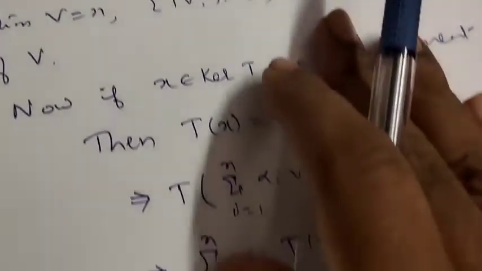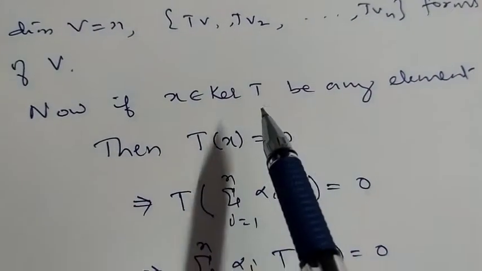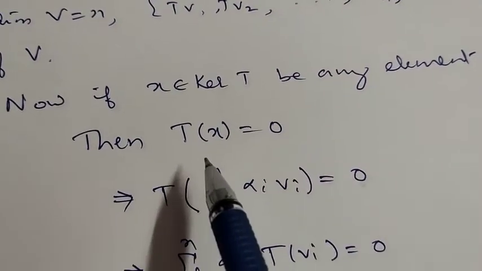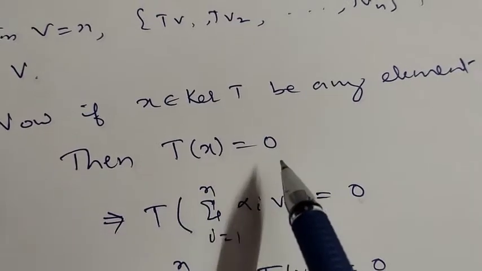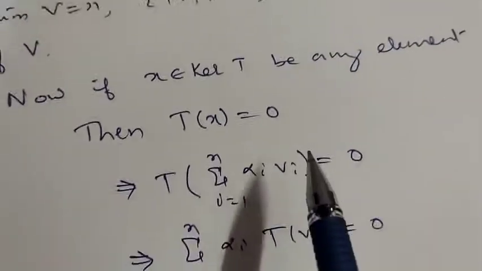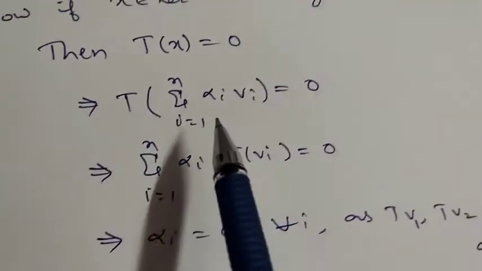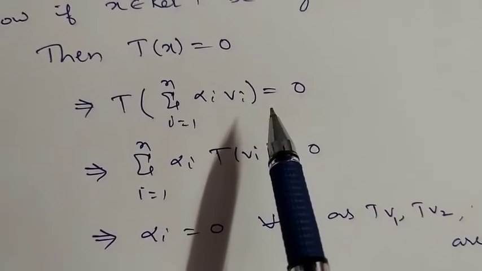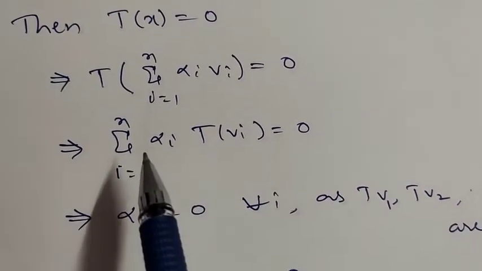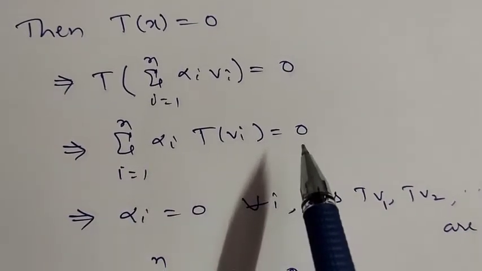Therefore, what will happen? Now, if X belongs to the kernel of T, be any element, then what will happen? By definition of a kernel, T of X is 0. T of X means what? T of the summation i equal to 1 to n of alpha i Vi, because X is a linear combination of basis elements. This will be equal to 0. This is equal to what? The summation i equal to 1 to n of alpha i T of Vi is 0.